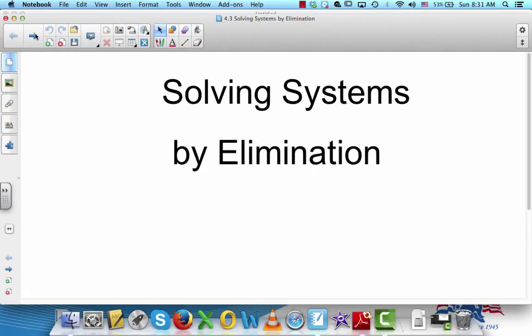You previously saw, by the way, that's not my dog, that's a neighbor's dog that you hear barking in the background. But solving systems by elimination.